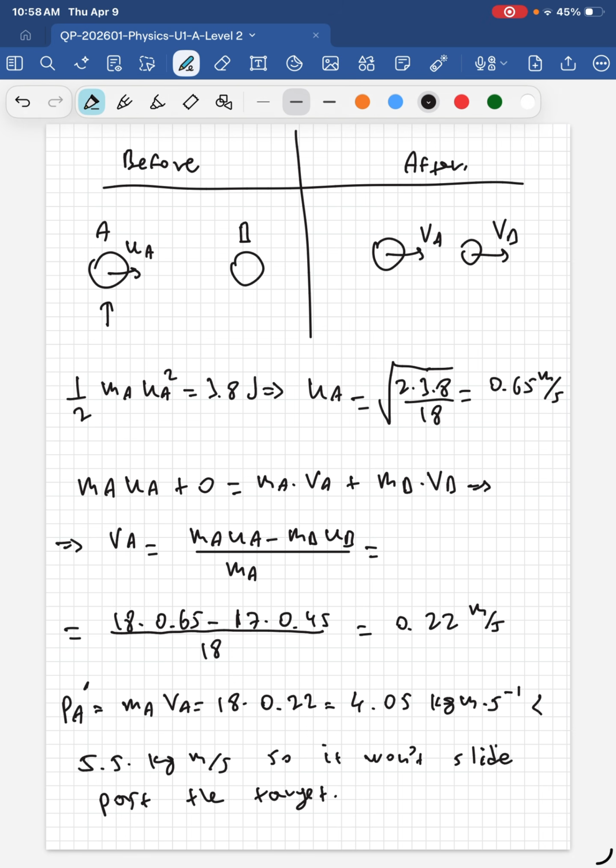As I said, I found this paper a little bit difficult, to be honest. This was question 13. Let's move on to question 14.